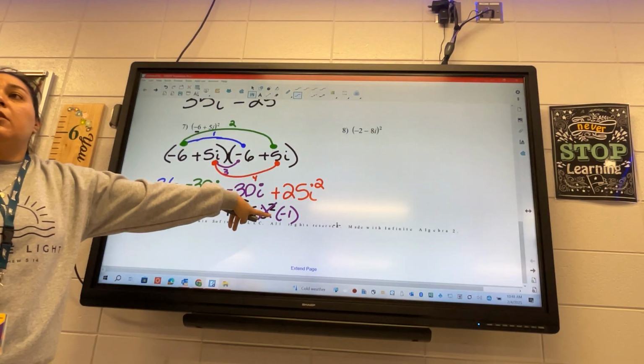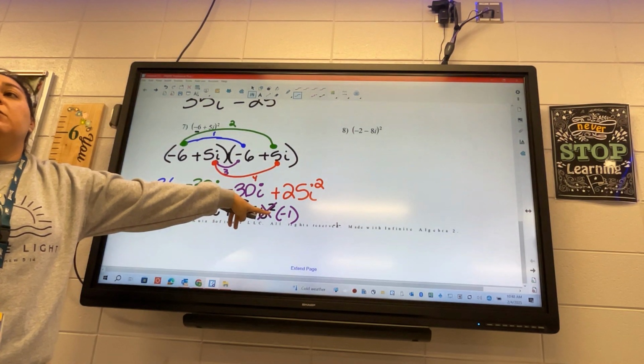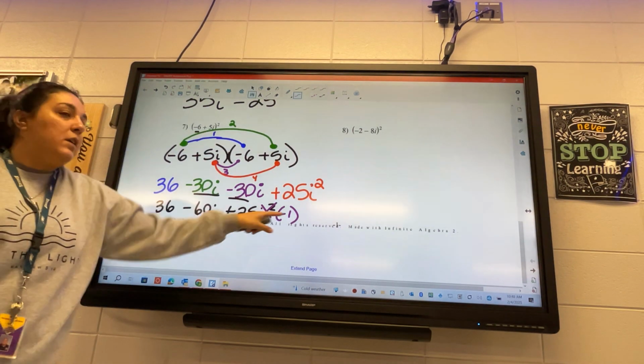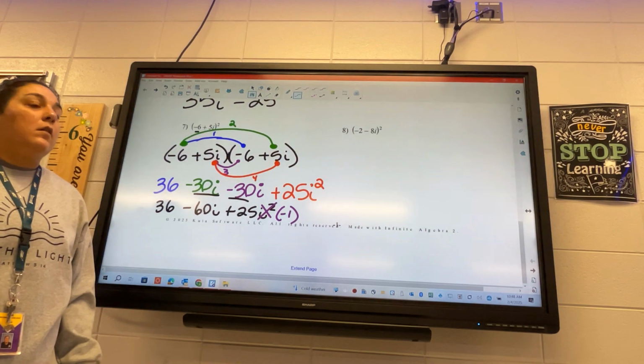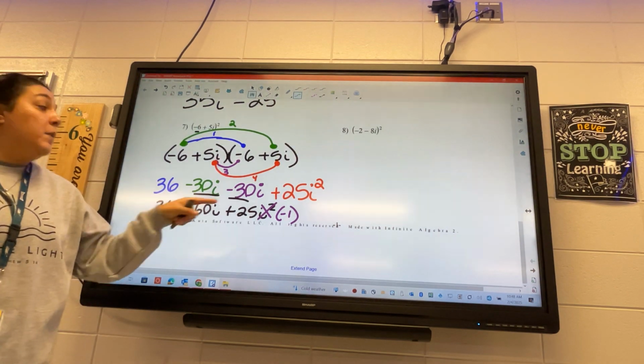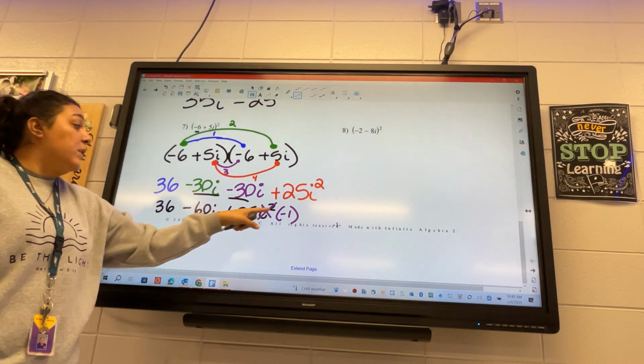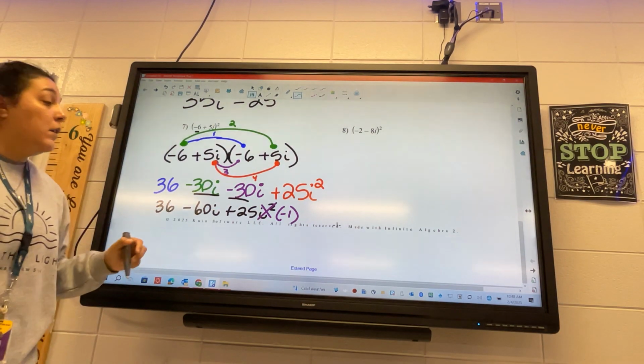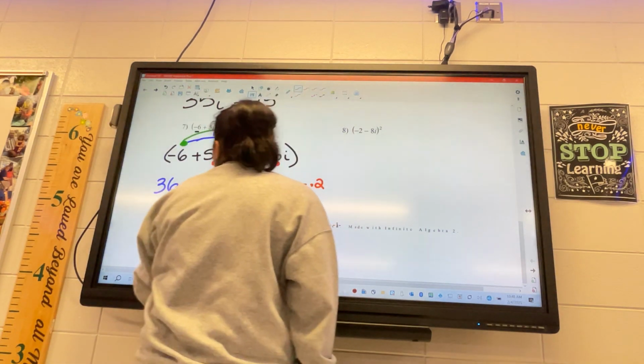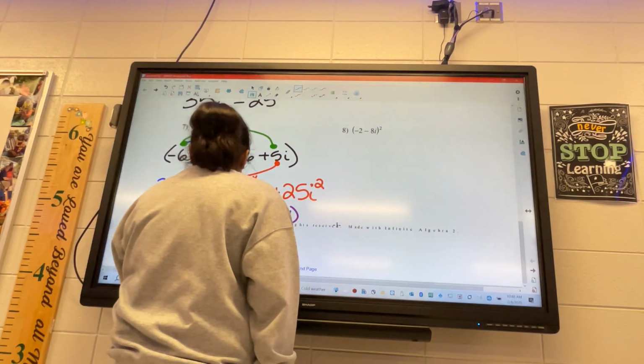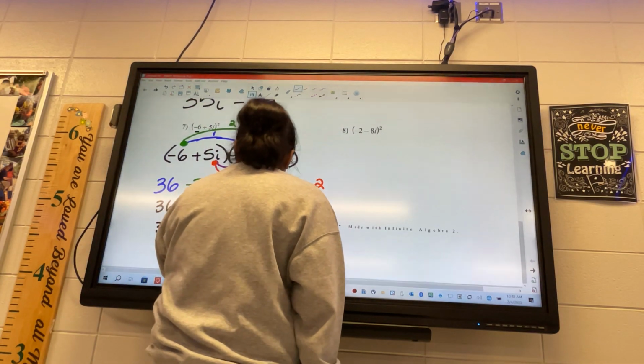Do you have the equation? Look up above, you did one just like this. What do we do with this and this? Multiply. We multiply them, so it does kind of just get rid of it. So what is 25 times negative 1? Negative 25. So my equation now is going to look like this: 36 minus 60i minus 25.